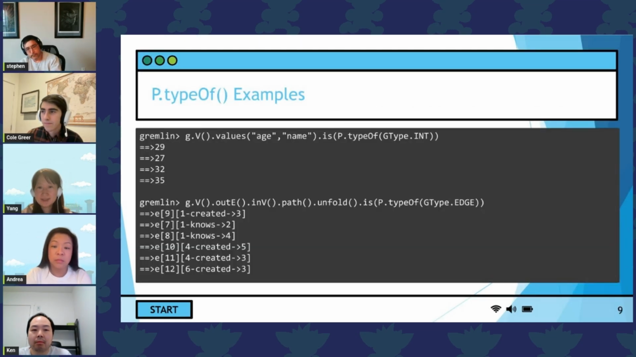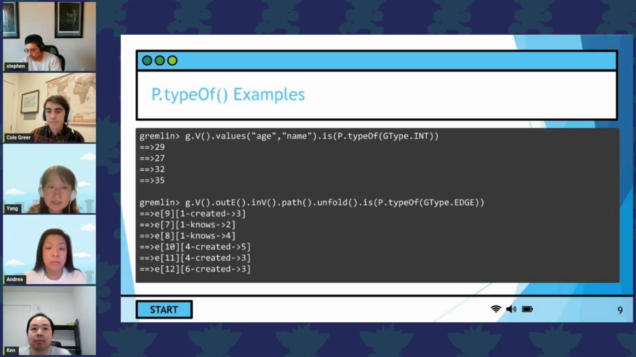These two are relatively simple examples. The first one is in the modern graph, where we have integer data stored in age and string data in name. We get a set of that data returned. And then, if I just want integer data values returned, I can just use this predicate to filter.